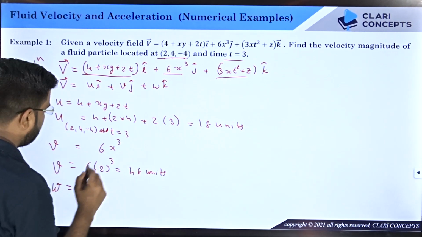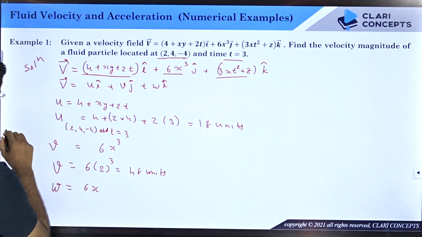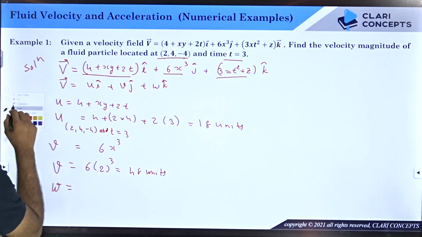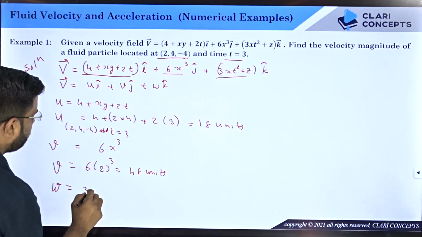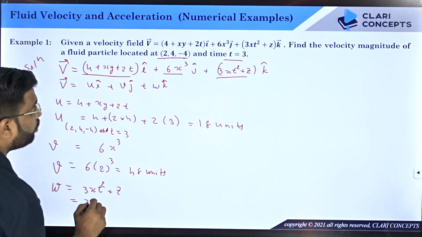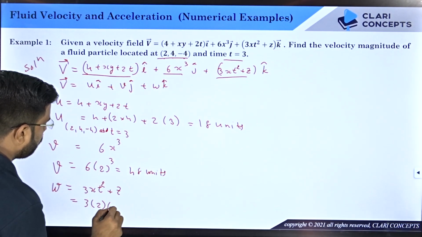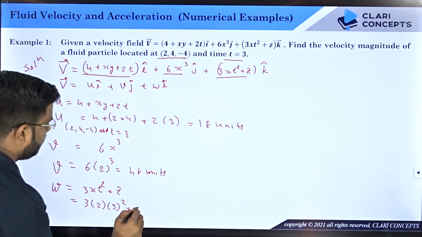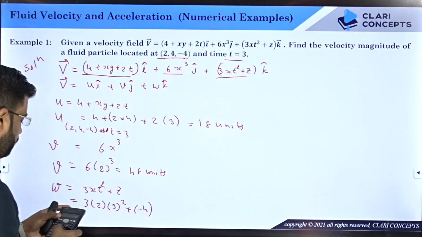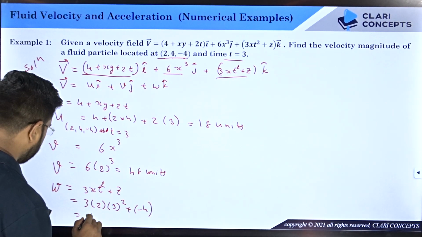W, by the velocity profile, is given to you as 3xt square plus z. So 3 into x, which is 2, time is 3, so 3 square, and z is minus 4. So you do the calculation, 3 into 2 into 3 square is 54, and minus 4. You will get 50 units.